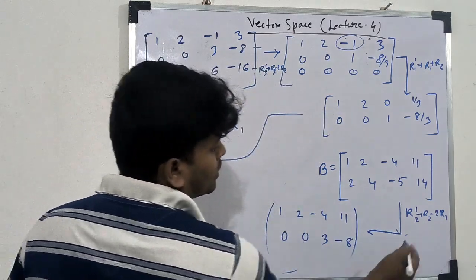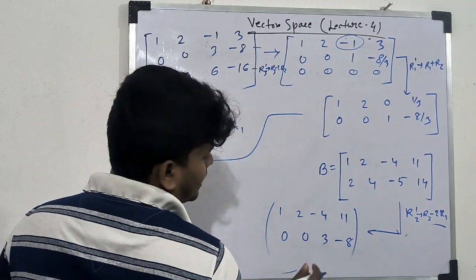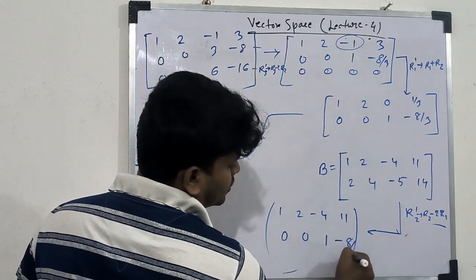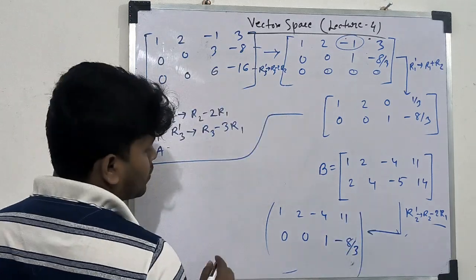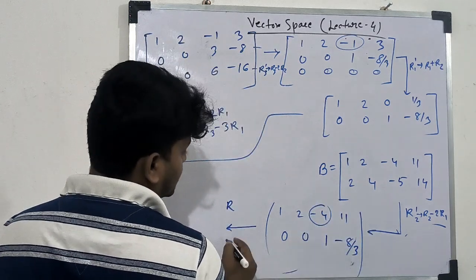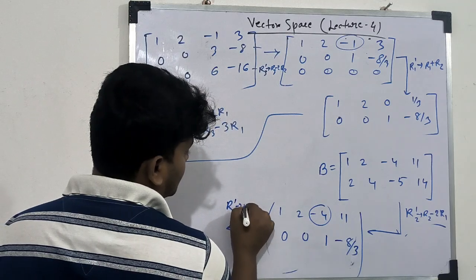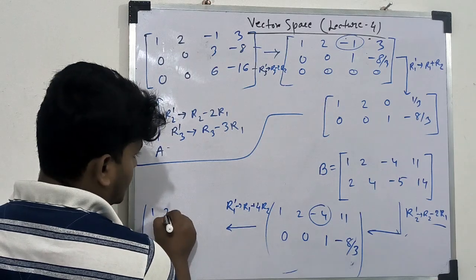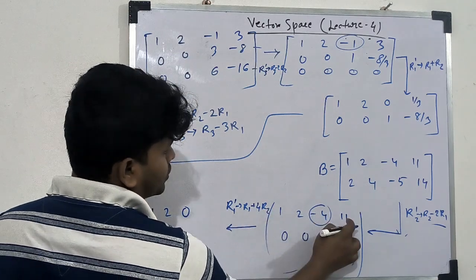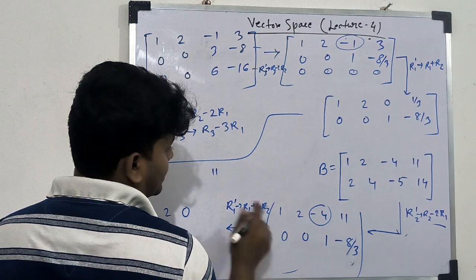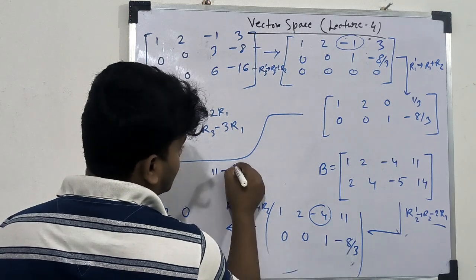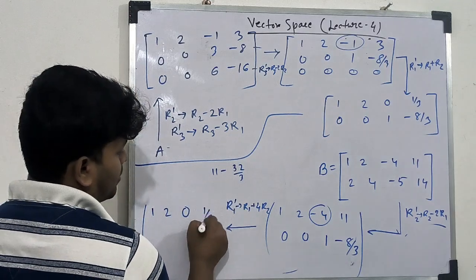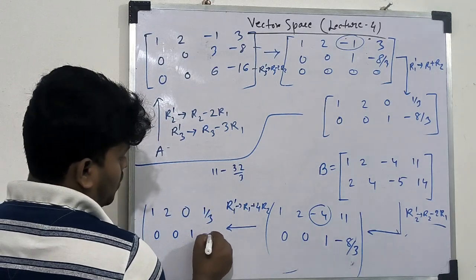Okay, so this will be minus 8 if we apply this, so this will become this, and therefore again we divided R3 by 3, so this will be 1, and this will be divided by 3, and now we apply this, we have to make it 0, so R1 dash will be R1 plus 4 into R2, so therefore this will be 1, 2 minus 4 will be 0, so this R1, 11 minus 4 into this 32 by 3, so 33 minus 32, so this into 1 by 3, and this will be 0 0 1 minus 8 by 3.